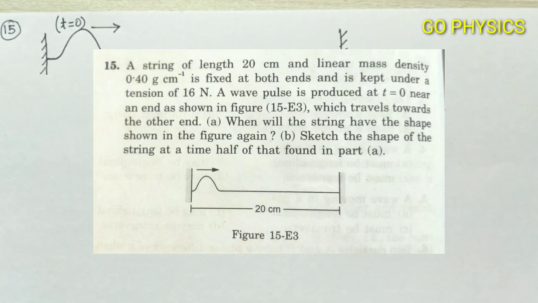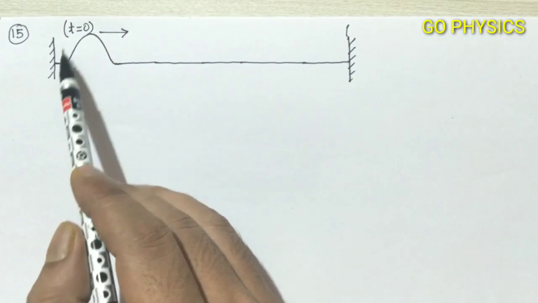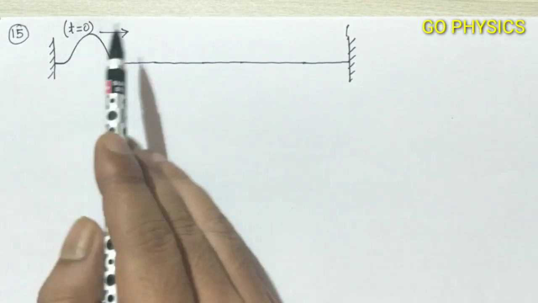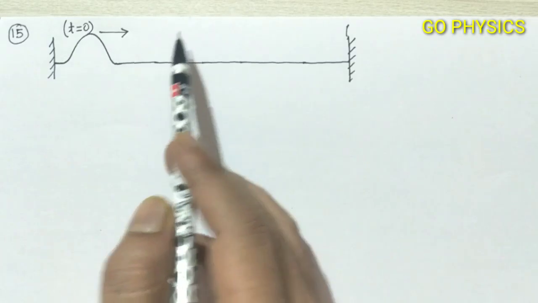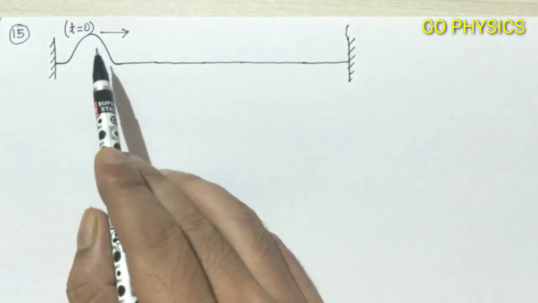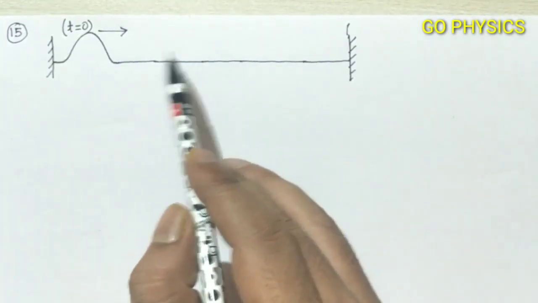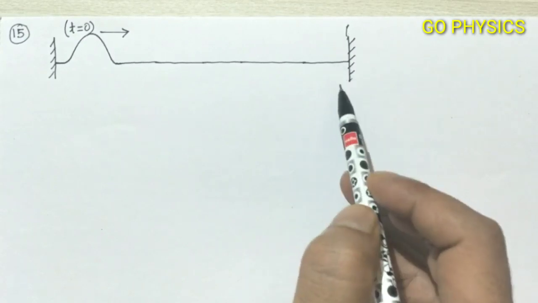In the first part of the question, they are asking when will the string have the shape shown in the figure again, and in the B part, sketch the shape of the string at a time half of that found in part A. As given in the problem, this pulse at t equal to 0 is traveling along rightward direction. Let us suppose this is the incident wave pulse. So this incident wave pulse, while traveling along rightward direction, after some time it will strike the fixed end.